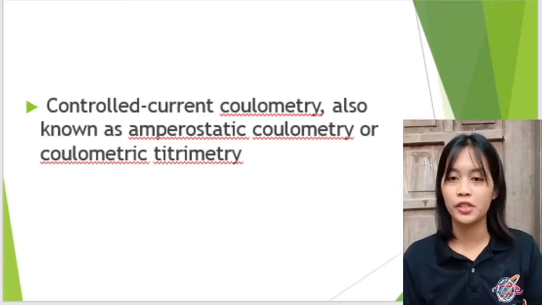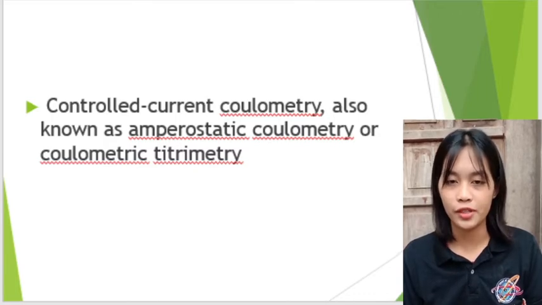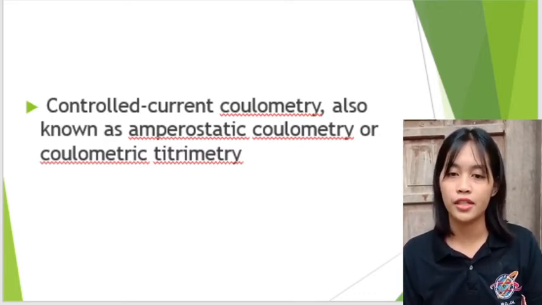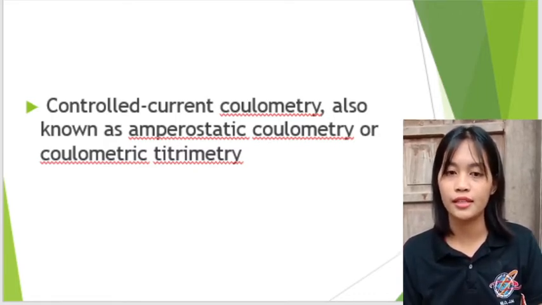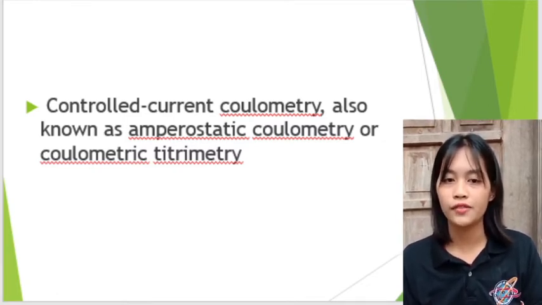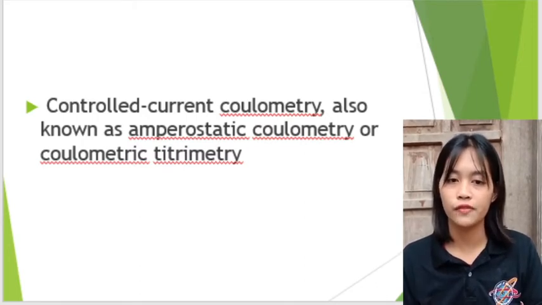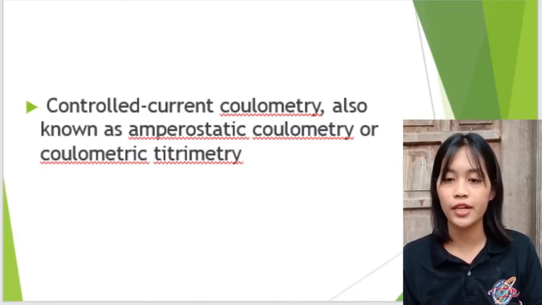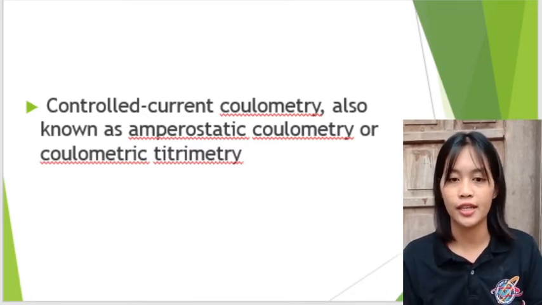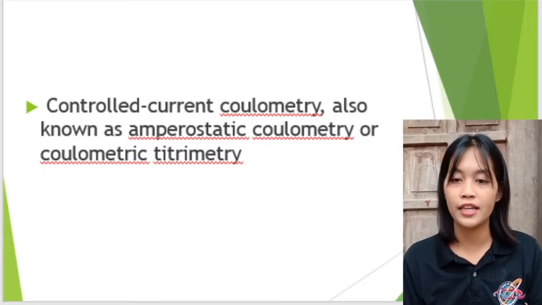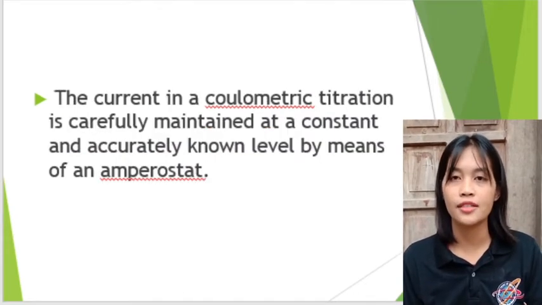Controlled current coulometry, also known as amperostatic coulometry or coulometric titrimetry, uses a constant current which passes through a cell until an indicator signals completion of the analytical reaction. The quantity of charge required to reach the endpoint is then calculated from the magnitude of the current and the time that current passes. When called coulometric titration, electrons serve as titrants. An example is the titration of halides by silver ions produced at a silver anode.